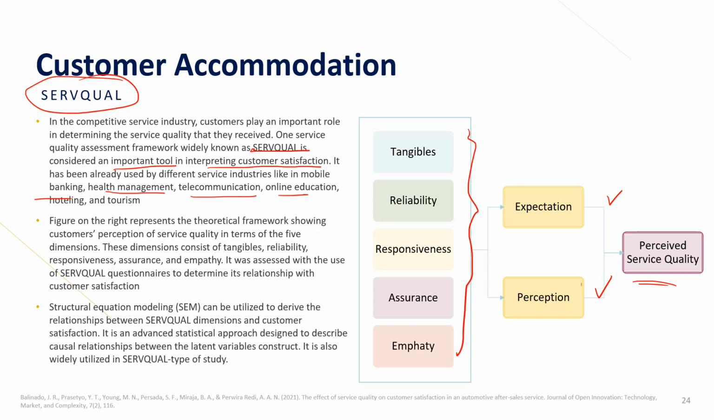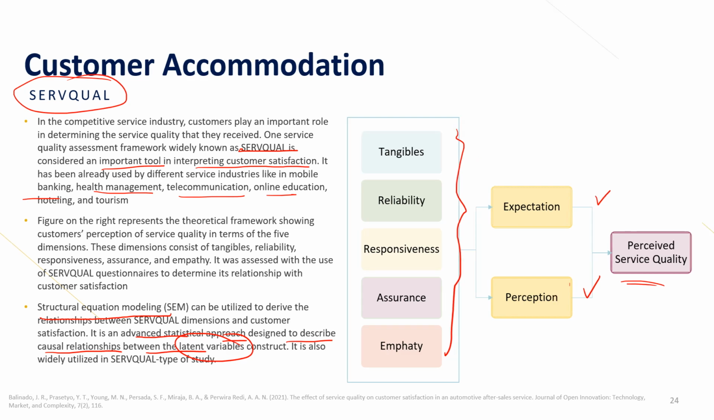The tools that can be used to measure this are multivariate analysis or path analysis techniques, so-called structural equation models. It is an advanced statistical approach designed to describe causal relationships between latent variables or hidden constructs that is commonly used in behavioral studies.